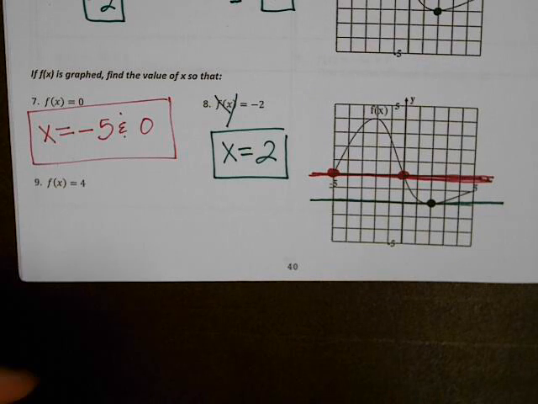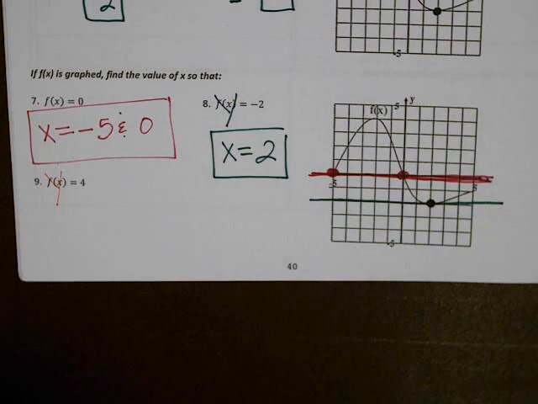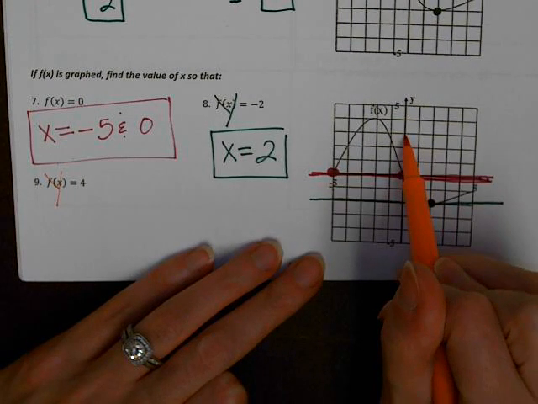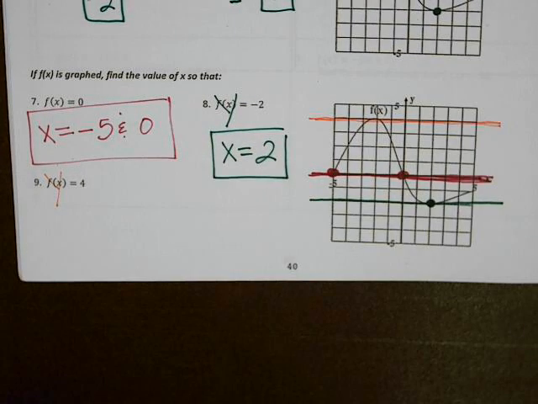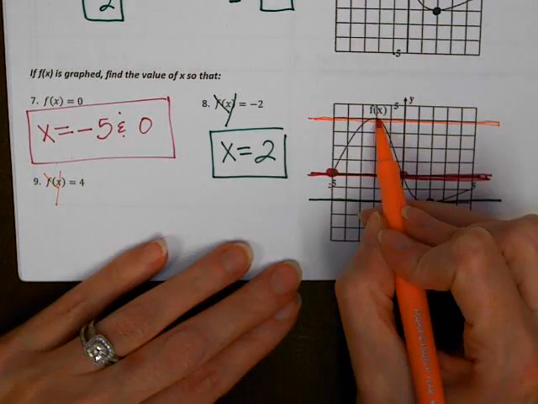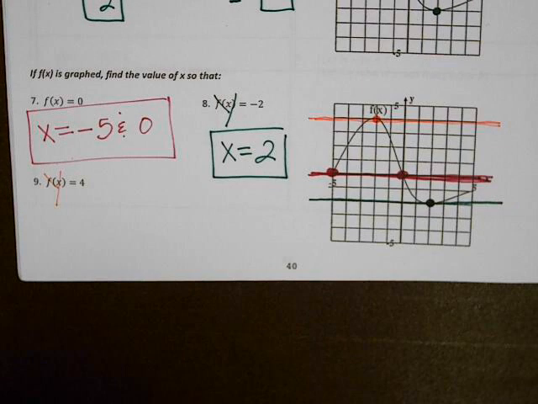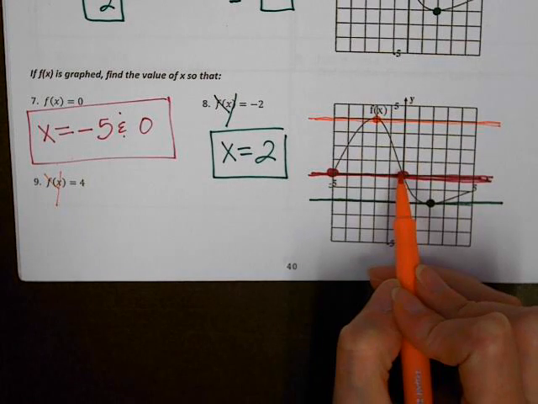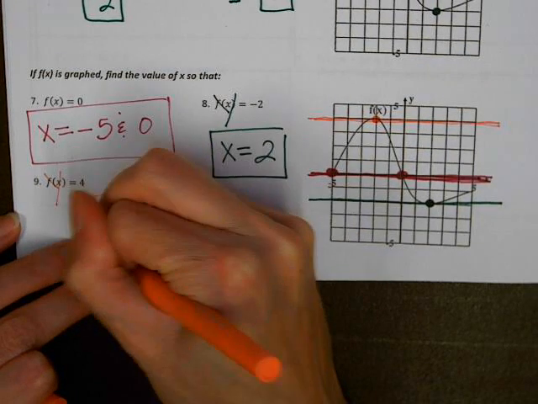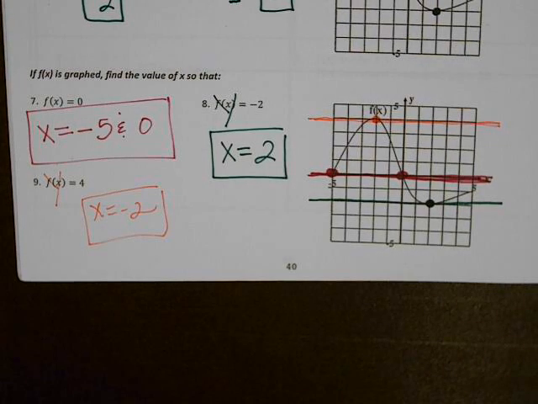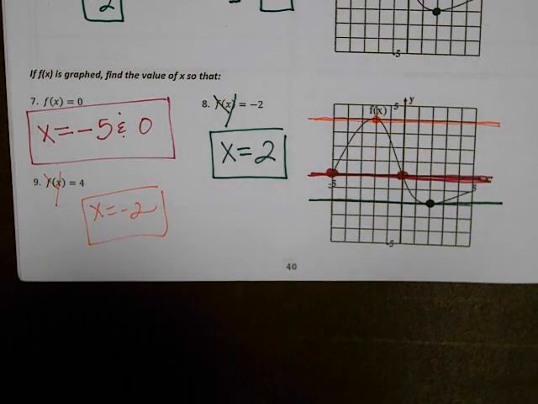And then lastly, when y, the function value, is 4. So that's up here. When does the graph hit 4? Right here. And what's the x value there? -2. Okay, I hope that makes sense.